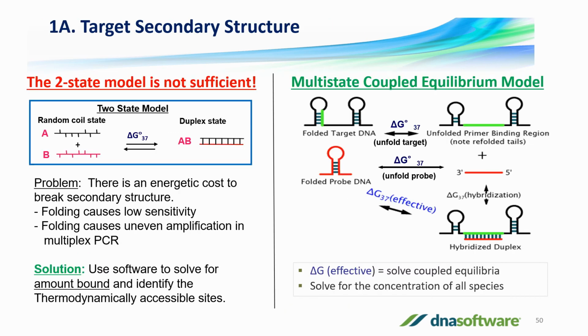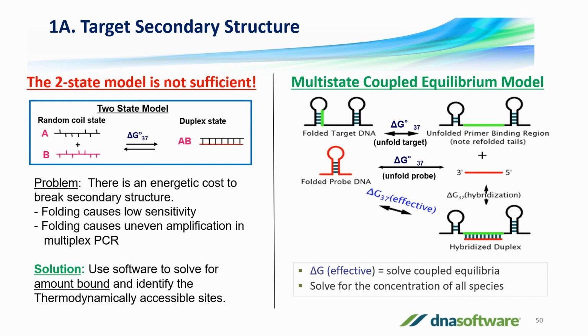All right, so one of the first effects that we would like to discuss today is the issue of target secondary structure. On the left-hand side is the model that is most widely used for predicting the thermodynamics, the melting temperature, and delta G for primer hybridization. In this model, two random coil strands, A and B, come together to form an AB complex. The temperature at which you have half random coil and half duplex is the melting temperature. And the free energy released in this process is the delta G of the reaction.